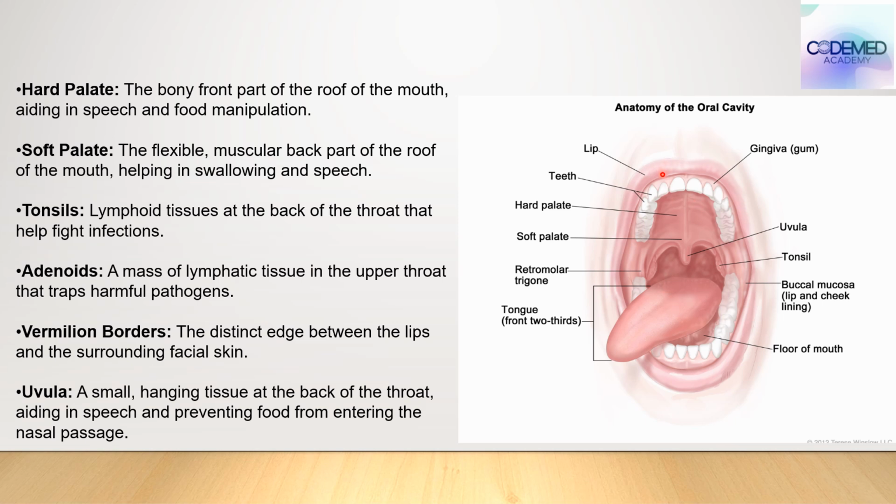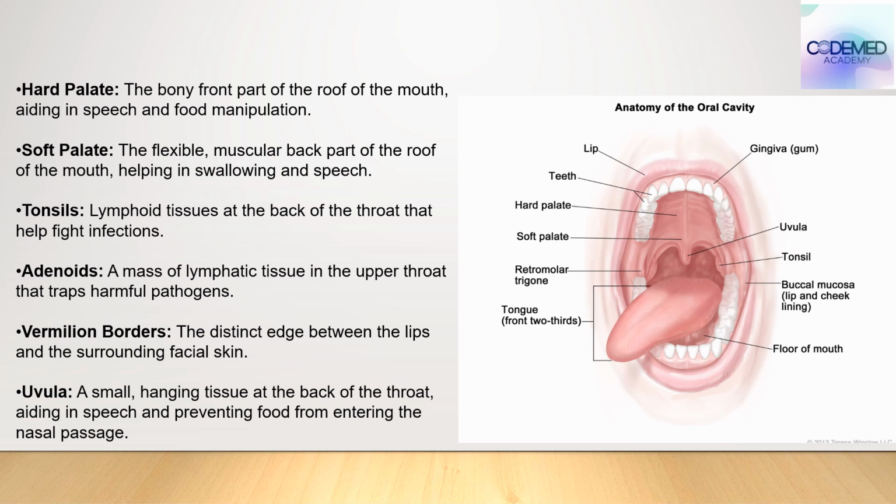And then this is the vermilion border, the definition of which is very important. Sometimes they do ask this definition. In anatomy, it is nothing but the distinction between the lips and the surrounding skin. And the uvula, this is an important structure. You must know the gingiva and then the teeth, the primary teeth and then the secondary or permanent teeth. The primary teeth are 20 in number, the permanent teeth are 32 in number. And this is the tongue, and the tongue has a lot of taste buds on it, which are important for the taste sensation.